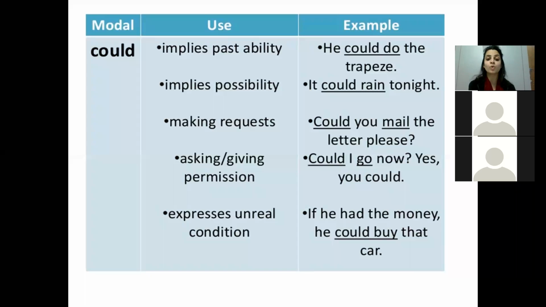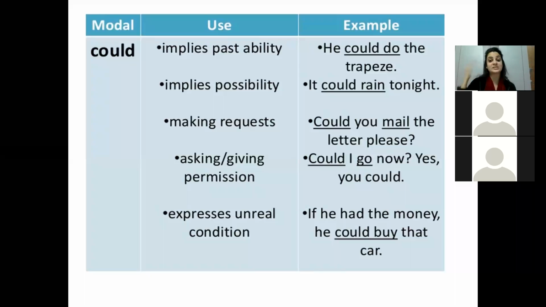Okay, so when we use more politeness, for that we use could. Asking and giving permission. Could I go now? Yes, you could. Express unreal condition. If he had the money, he could buy the car. If suppose I say that if I had got the chance, I could have explained that.